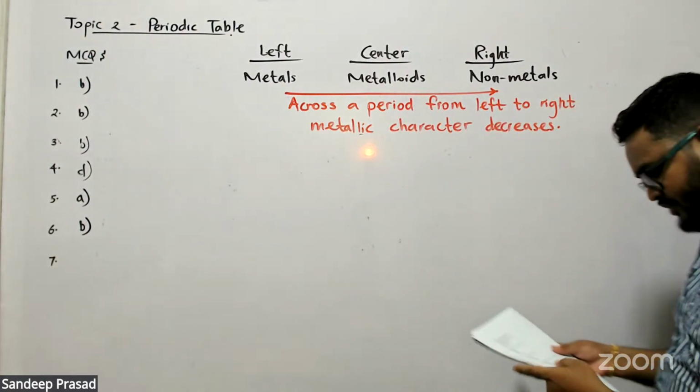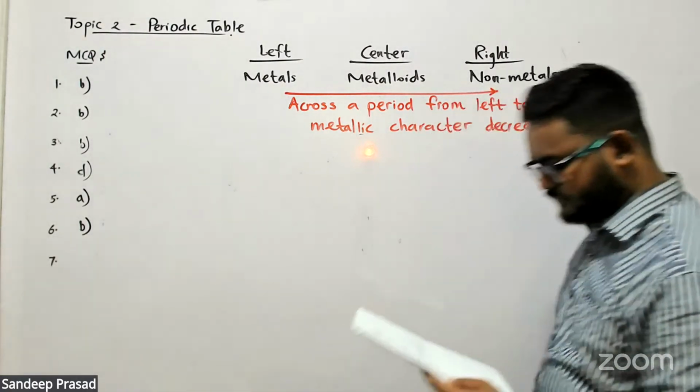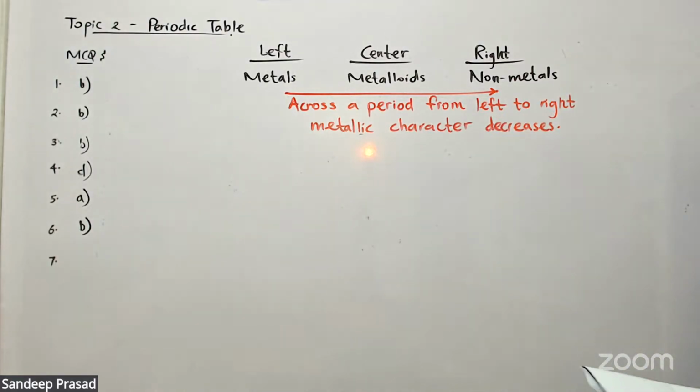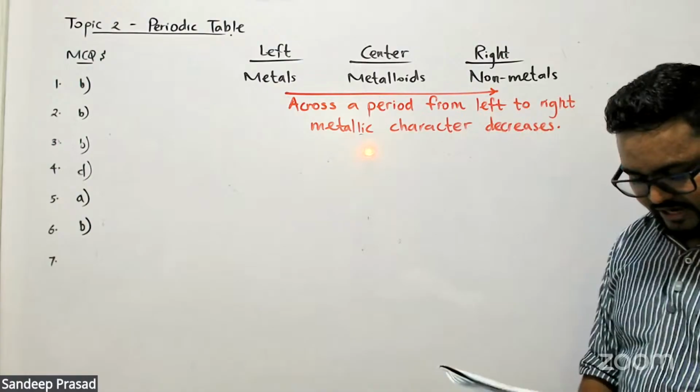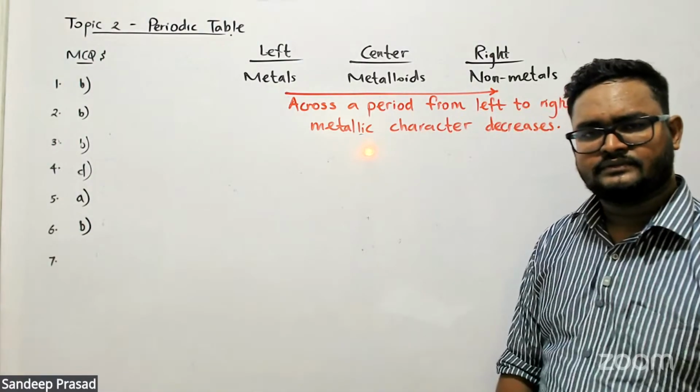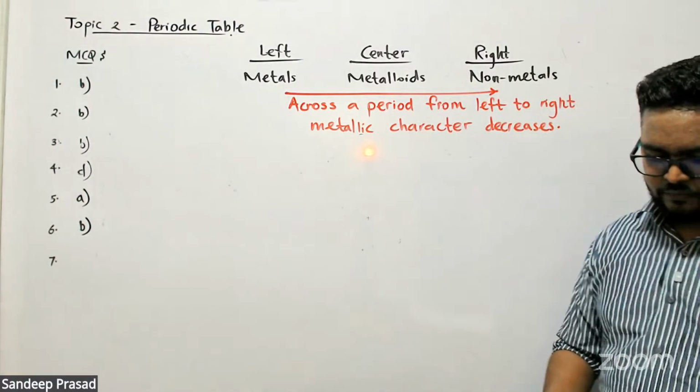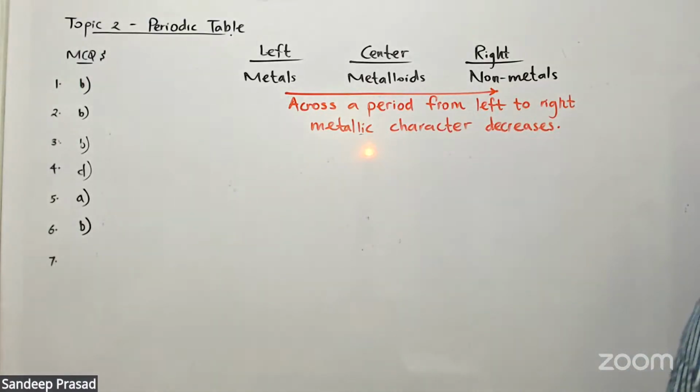Right. Question number 7. Down group number 1, reactivity. What will happen? Down group number 1, is reactivity increasing or decreasing? And how do you explain that one? Yes, I need the answers from you. Let's see.